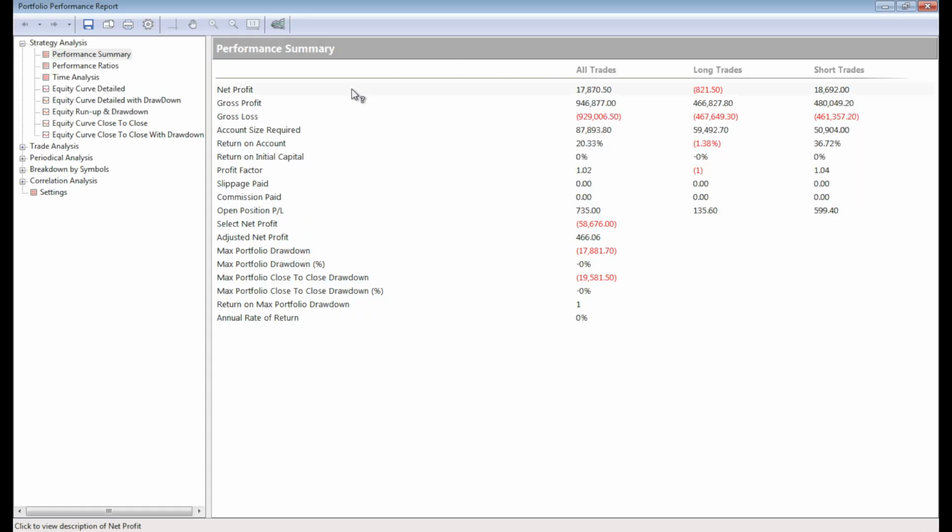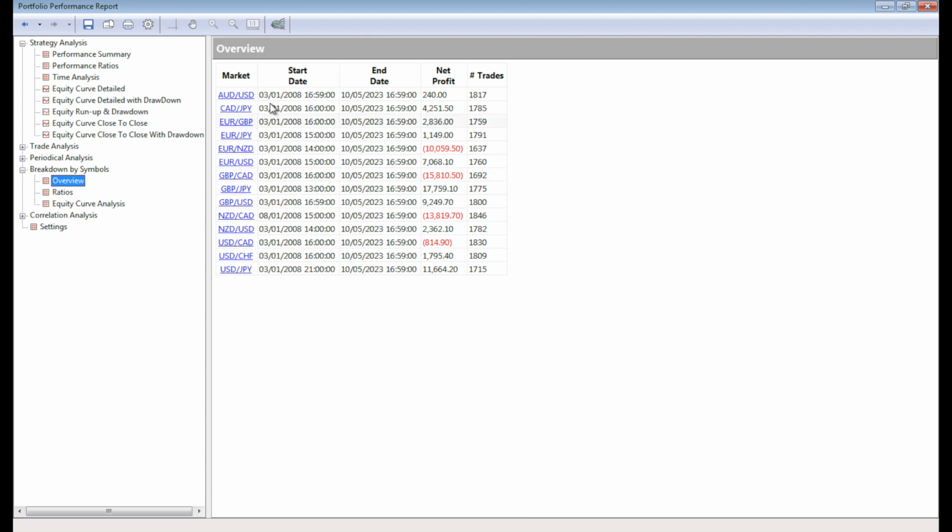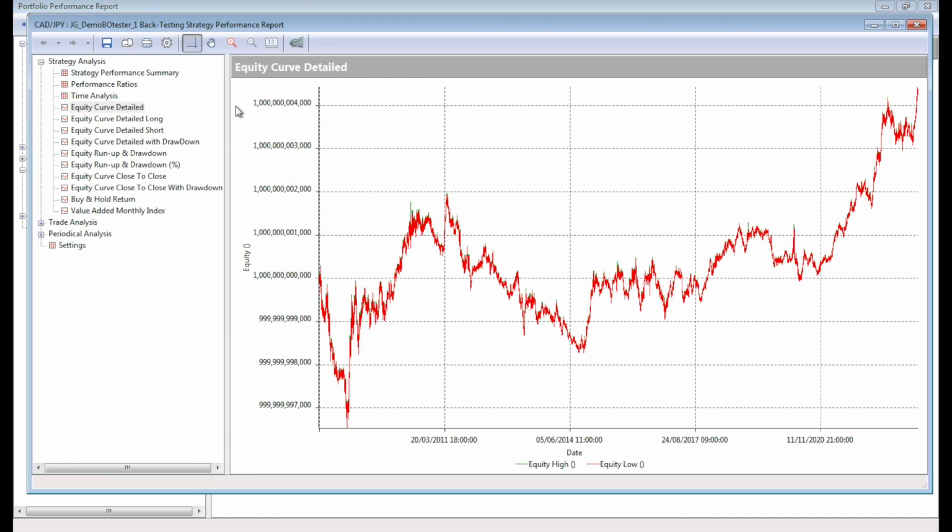This is the backtest for the portfolio of the 14 Forex pairs combined. It's making a lot of pips, 17,800. And the equity curve is not bad actually for a portfolio of the Forex pairs. But we're more interested in the individual behaviour of the markets. Australian dollar, US dollar, not making much money. Canadian, Japanese yen is making some money. The equity curve's not that great.